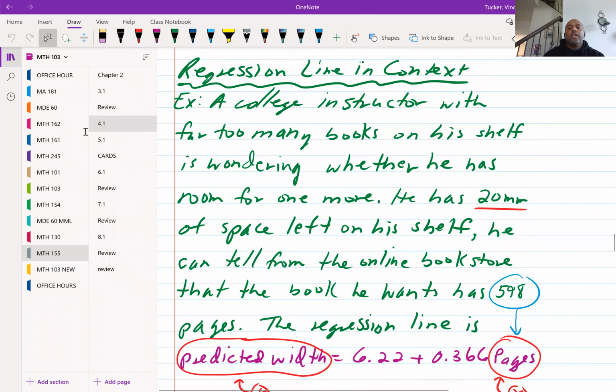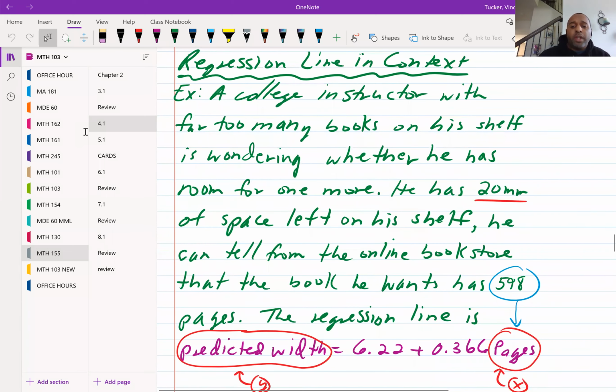Okay, let's start right there. The regression line in context. We have a college instructor with far too many books on his shelf, and he's wondering whether he has room for one more. He has 20 millimeters of space left on his shelf. He can tell from the online bookstore that the book he wants has 598 pages. We'll talk about how to find and calculate the regression line soon, but in this case they give us the actual regression line.